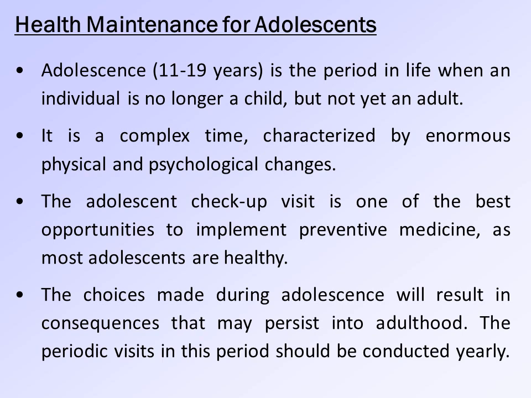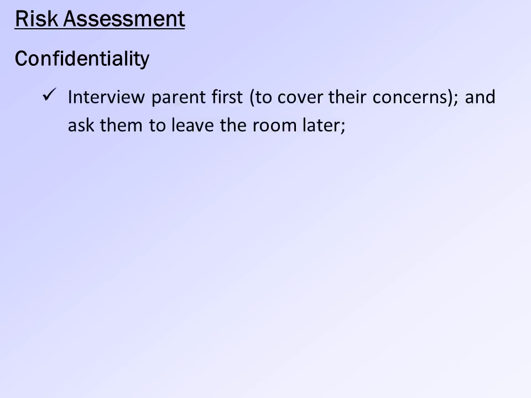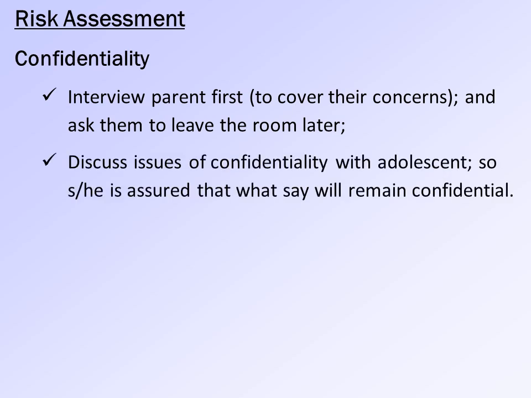The choices made during adolescence will result in consequences that may persist into adulthood, and the periodic visits in this period should be conducted yearly. For risk assessment, here we should concentrate on confidentiality. Interview parents first to cover their concerns and ask them later to leave the room. Then discuss the issue of confidentiality with the adolescent, so he or she is assured that what he or she says will remain confidential.